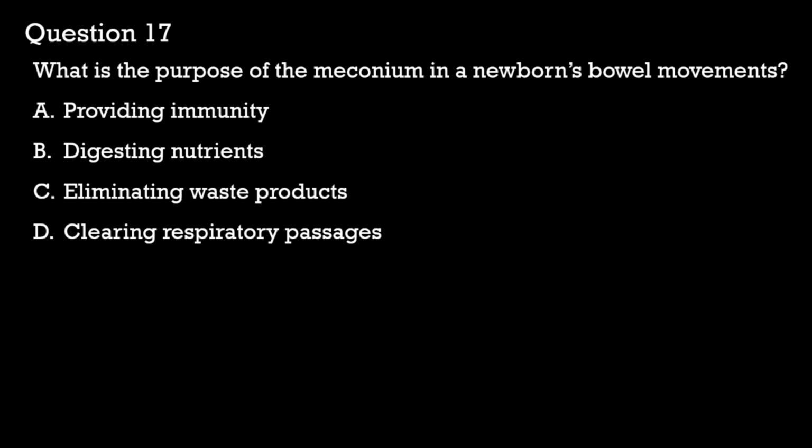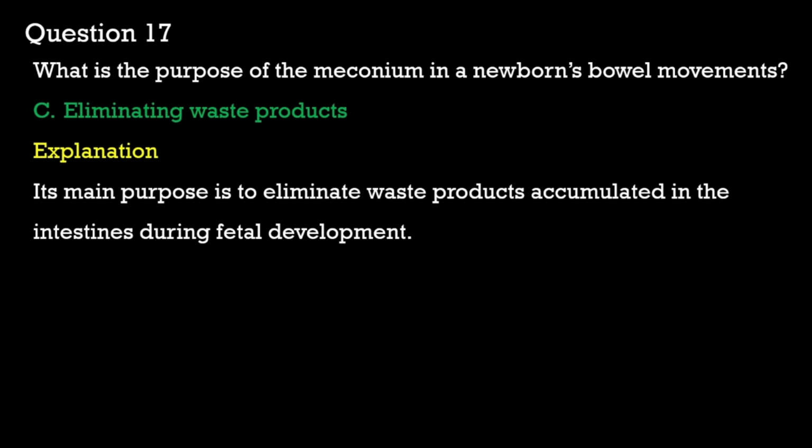Meconium is the first stool that is passed by a newborn, and this is usually within the first 24 to 48 hours after birth. It is composed of intestinal secretions, amniotic fluid, cells that have been shed from the guts, bile, and mucus. And its main purpose is to eliminate waste products that have accumulated in the intestines during fetal development. In option D, newborns clear their airways with mucus and suction at birth, but not meconium. So our answer here is option C. The purpose of meconium is to eliminate waste products that have accumulated in the intestines during fetal development.